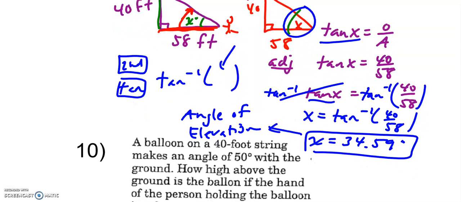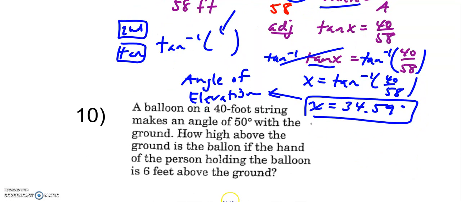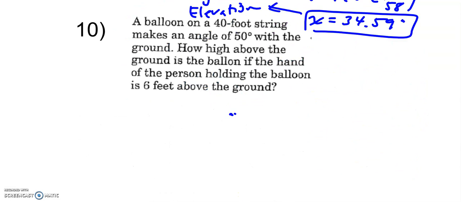All right, last but not least, we have a problem about a balloon. So let's take the time to set up a picture. A balloon on a 40-foot string makes an angle of 50 degrees with the ground. So you have a balloon. It is a 40-foot string, but the string hits the ground at an angle of 50 degrees, which means the wind is blowing, and it's not, so it can't just be straight down.